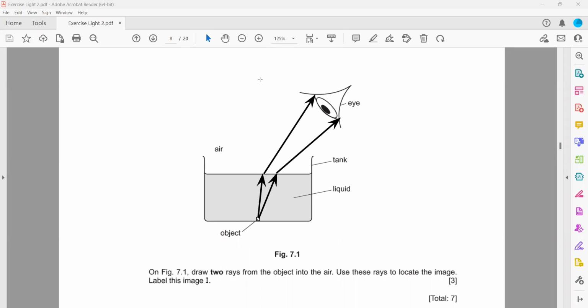So as a result, what will happen? Our brain senses that the light is coming straight from the object. So when we produce these two rays backward, the point where these two light rays meet is the position where the image will form. Shouldn't the refracted rays look parallel?